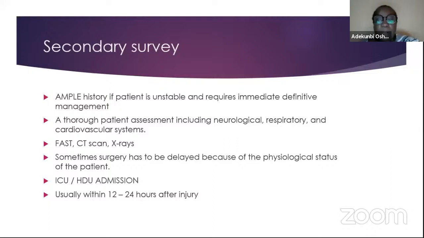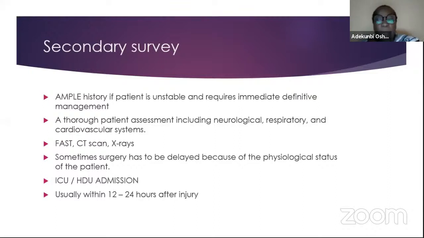You want to look at all the cranial nerves, any neurological deficits. You want to check the chest. Is the patient able to breathe at that point in time? The cardiovascular system, is the patient hypotensive? Has hemorrhage been secured in this patient and there's no more other blood loss?